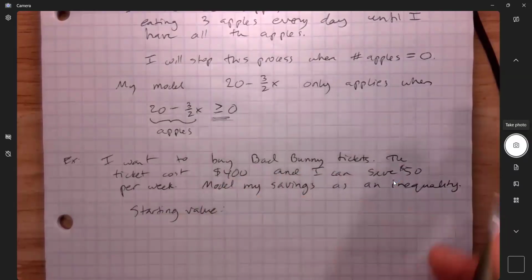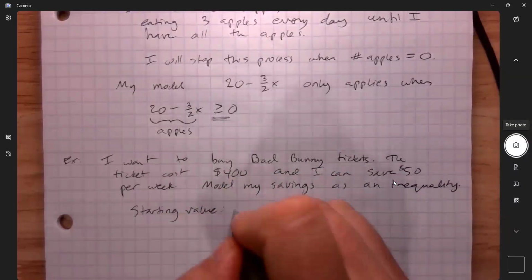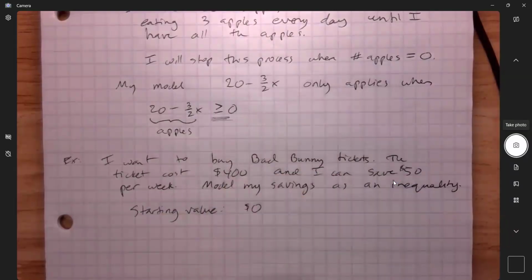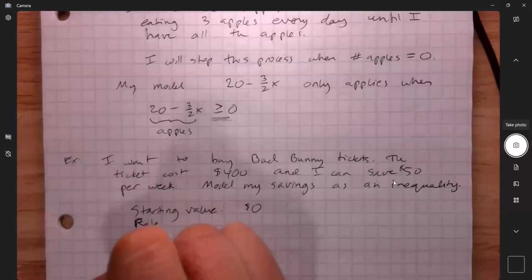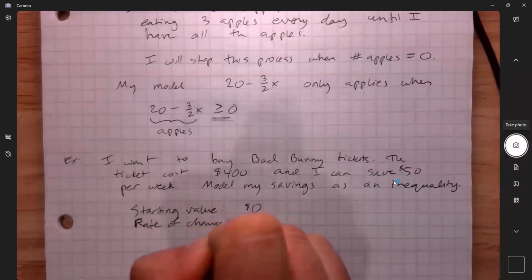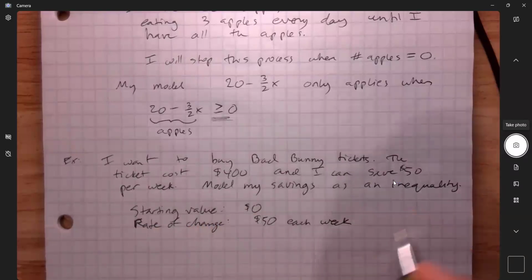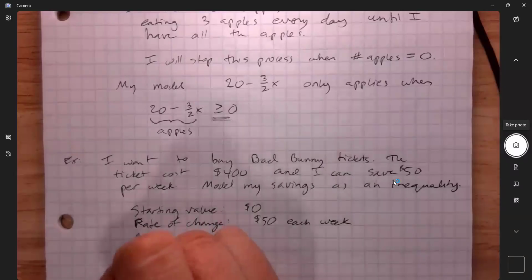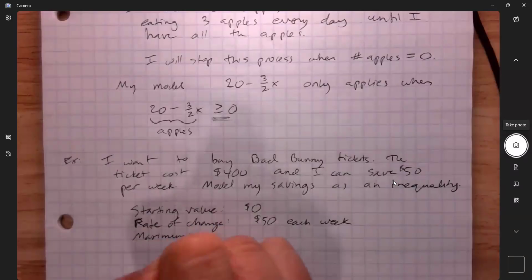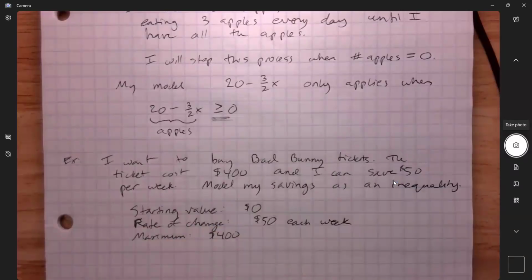Well, I didn't say it explicitly because it takes a long time to write. I'm going to say I start with $0. And the rate of change, which is $50 each week. And then the maximum, which is going to be $400. So the way I would say it is my savings should be $0 plus $50 every week. And I'll use x for my weeks.